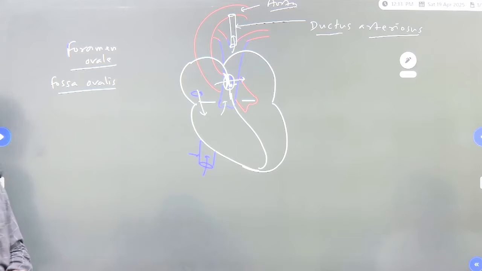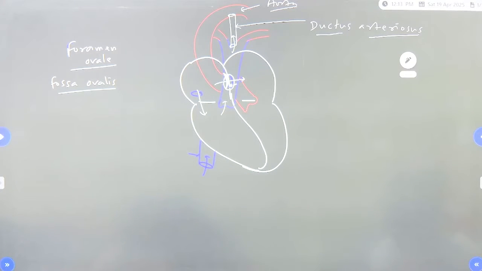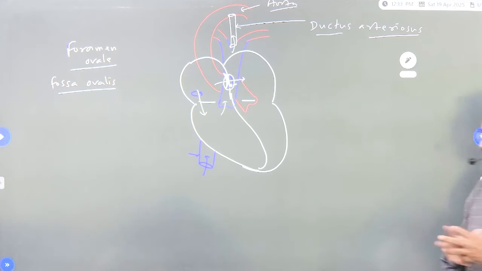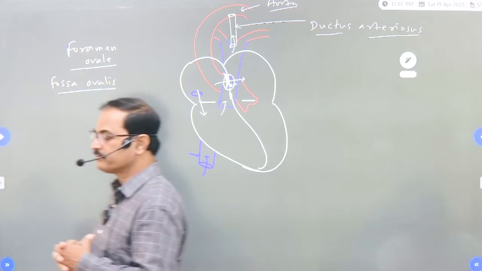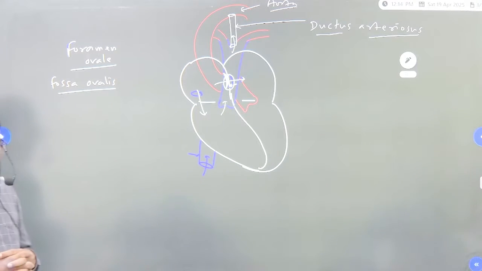That next one. Okay. So right there, before birth, artery is present in between pulmonary trunk and aorta.